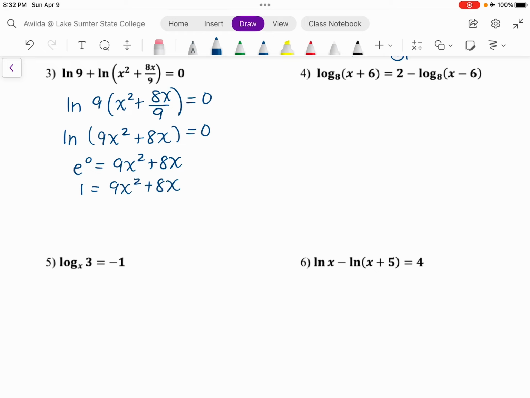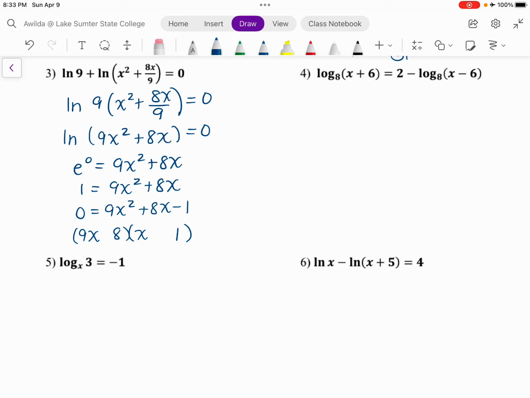And it looks like we have a quadratic equation, so let's go ahead and clear one side of the equation by subtracting 1 from both sides. This is factorable. Let's factor this as 9x and x here. And let's do an 8 and a 1 here.